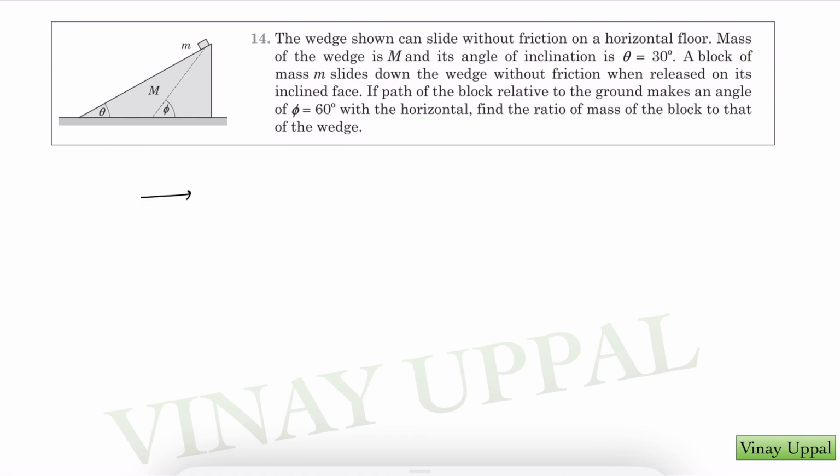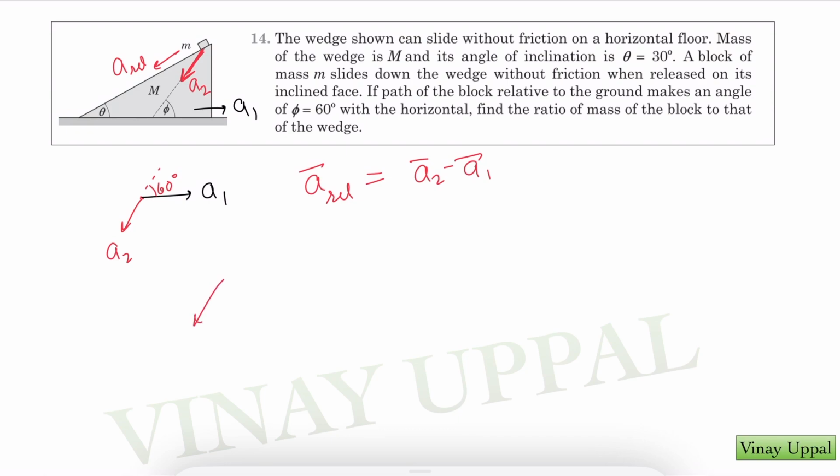Alright, so the acceleration of capital M, let me call that A1. Let's say the wedge is traveling to the right with A1, and the acceleration of the small block, let's say A2. The small block is at 60 degrees in this manner. So the relative acceleration is along the incline. So A relative is A2 vector minus A1 vector. If you notice, this is A2 vector, this will be minus A1 vector, and the resultant will be A relative.